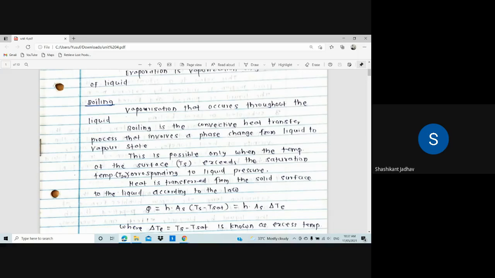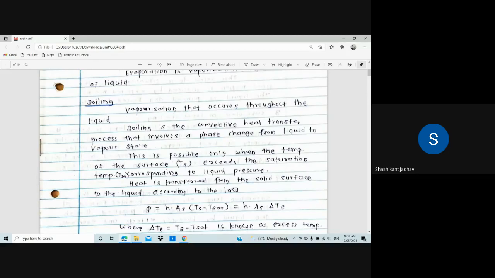Okay, liquid to vapor. And the mode of heat transfer is convection, because heat transfer takes place due to the motion of the molecules. Then boiling is possible.